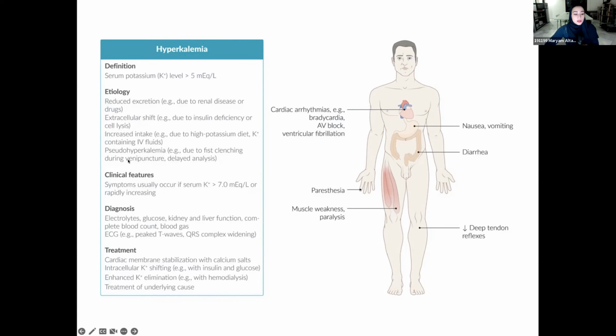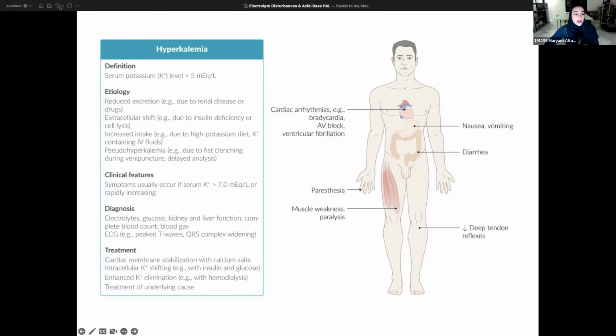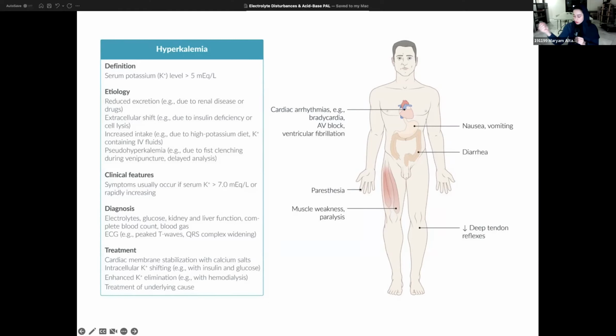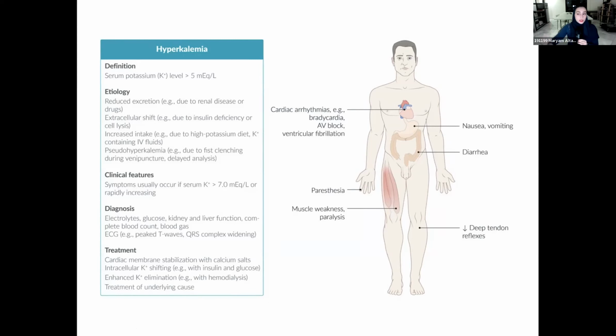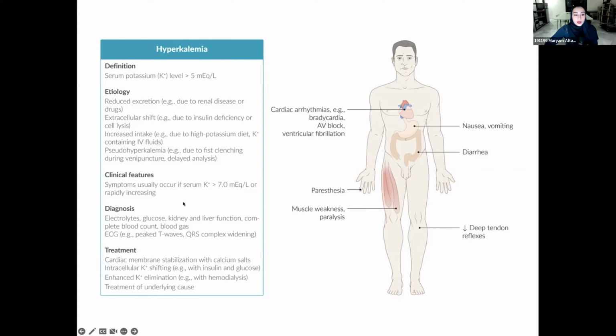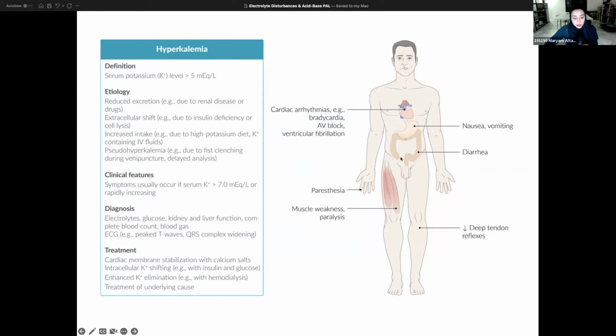And so we have to rule out what we call pseudo hyperkalemia, which happens when you clench your fist during venipuncture. So when someone is trying to take your blood, that can break open the cells. And like we mentioned, there is more potassium inside the cells. So that can cause the laboratory values to be falsely increased. Okay, so that is generally what hyperkalemia may look like.